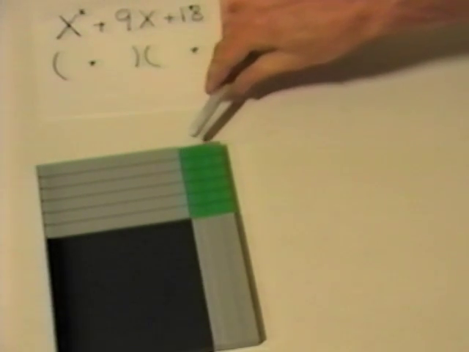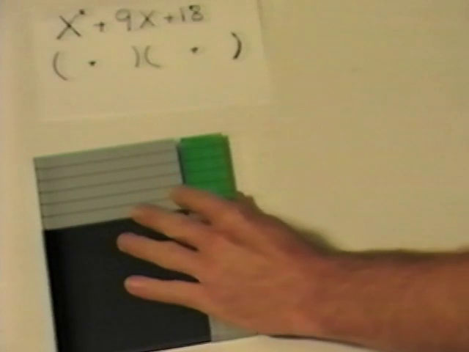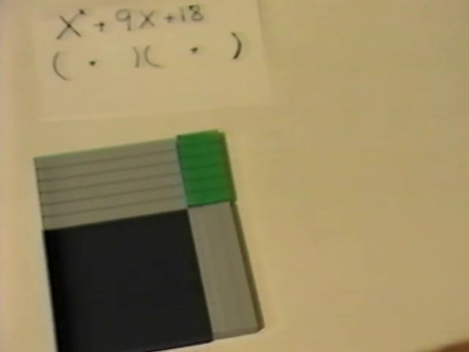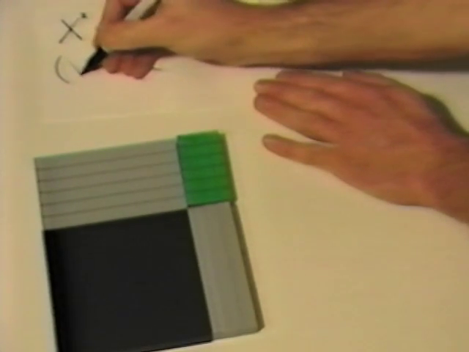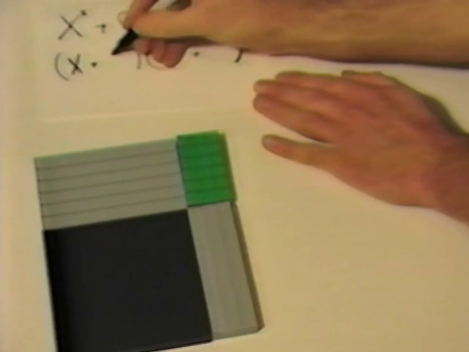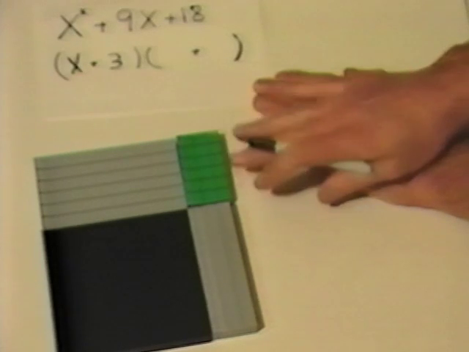Our factors are, if we read the distance over, x plus 3. Let me point out, we should recognize that our factors can be read from any point reading the distance across. Here our distance across is also x plus 3. Or if we read it in the middle, our distance across is x plus 3. Our distance up is x plus 6.